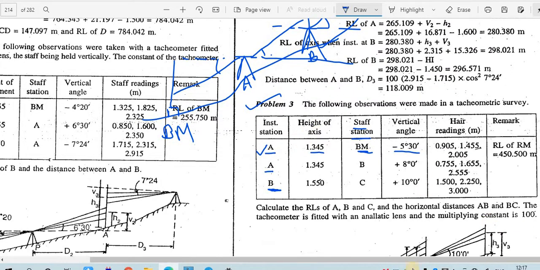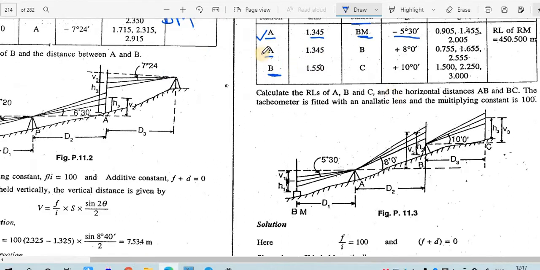Based on the observations given in the table, we have drawn the diagram. In order to see a fair diagram, I will show you the fair diagram over here. See, over here the instrument is being kept at point A. The first reading has been taken at the benchmark. The second reading has been taken at point B. Similarly, after that the instrument has been shifted to point B, and then the observation has been made at point C.